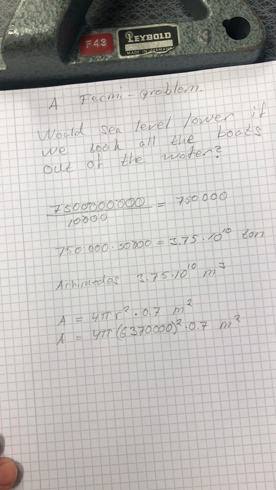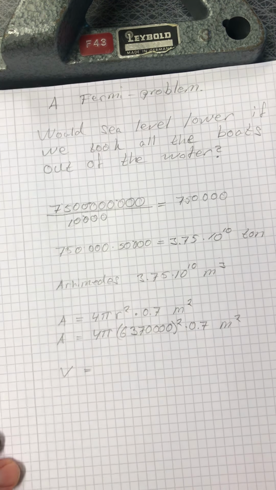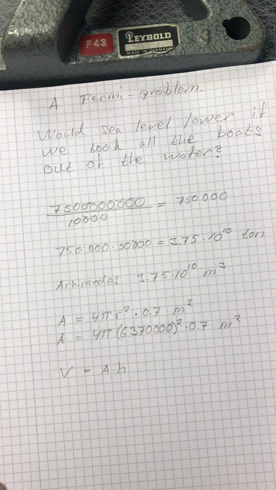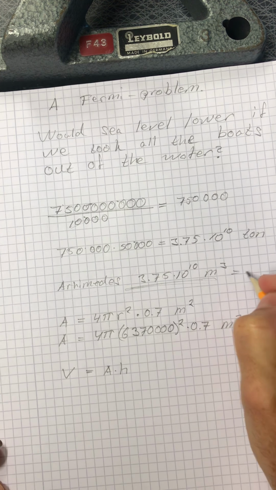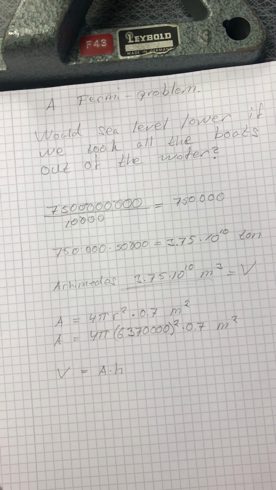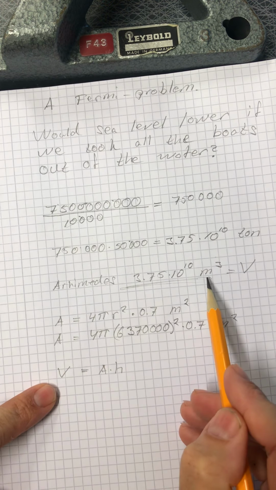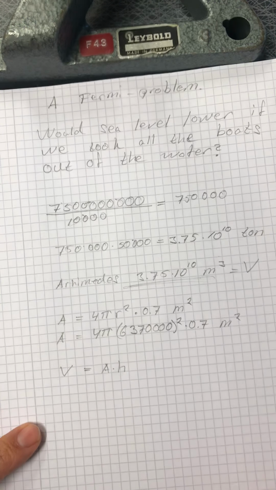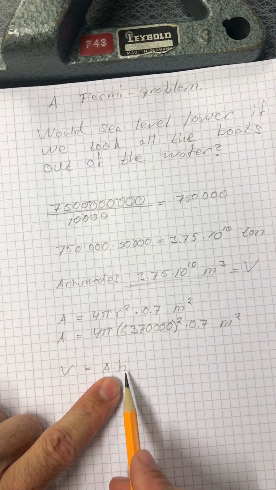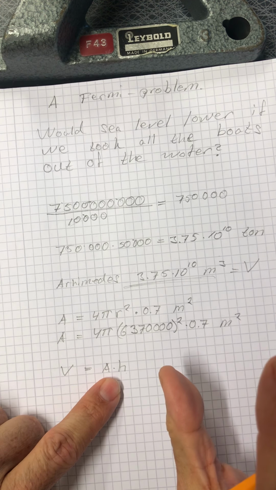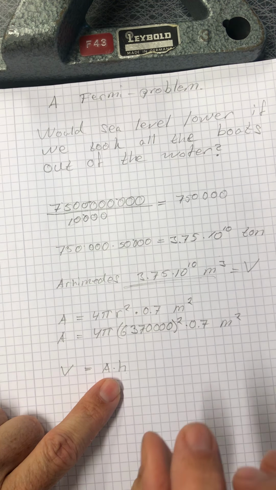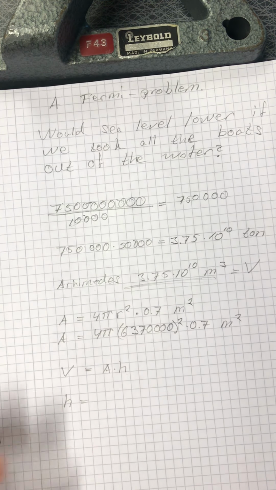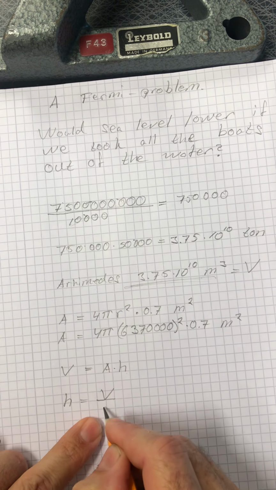Now, that's the area. You know that the volume of an object depends on the area and the height of it. So now the question is, this is the volume of all the boats beneath sea level. If you put that volume on the area of all the oceans on Earth, what would the height be? If we could answer that, then we know the height that would go away if we took away all the boats. And from your maths course, you know that you take the volume and divide it by the area.